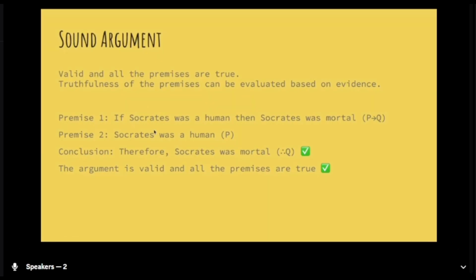Here we've got an example of a sound argument where the argument is valid and all the premises are true. And then again here in brackets I've just shown the argument in logical form. If you want to learn a little bit more about how to write out propositions in terms of symbols, there's quite a long course on my YouTube channel with Aputa, great teacher Aputa, who teaches all of this.